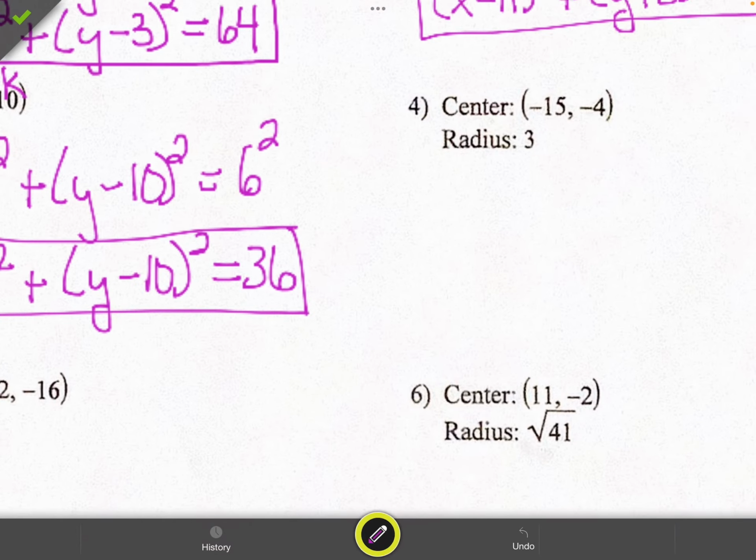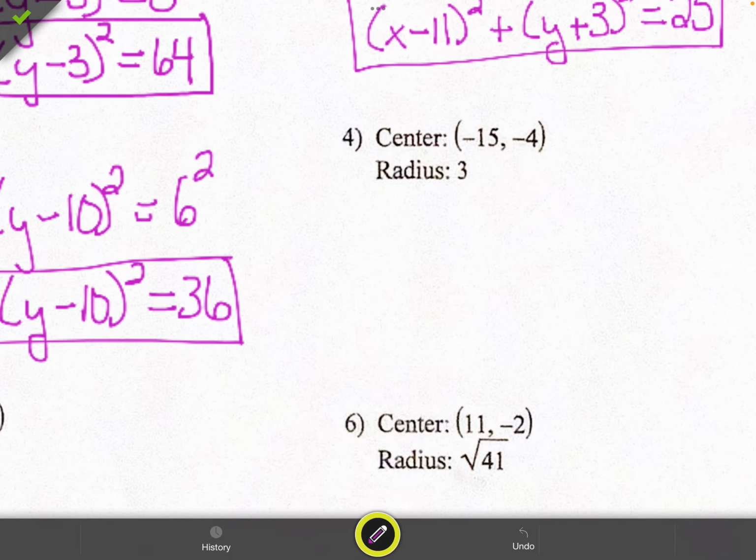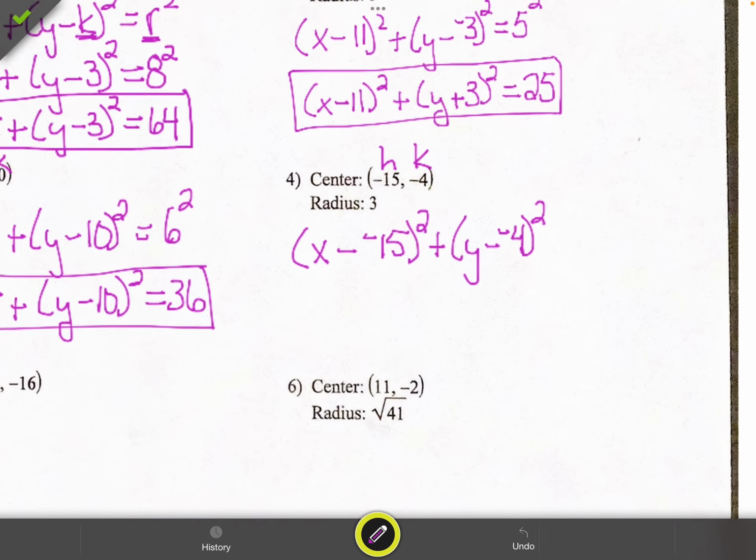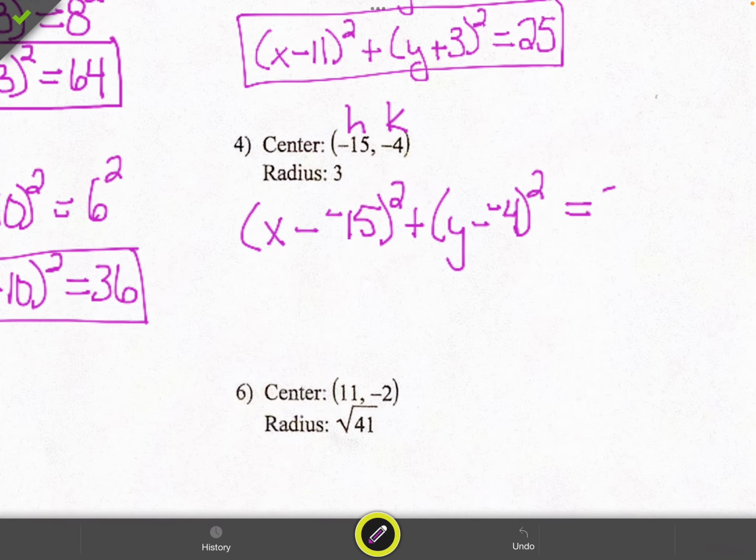All right, let's keep on rolling. My h is -15, my k is -4. So for number 4, we got x minus -15 squared plus y minus my k, which is -4, squared equals my radius squared.